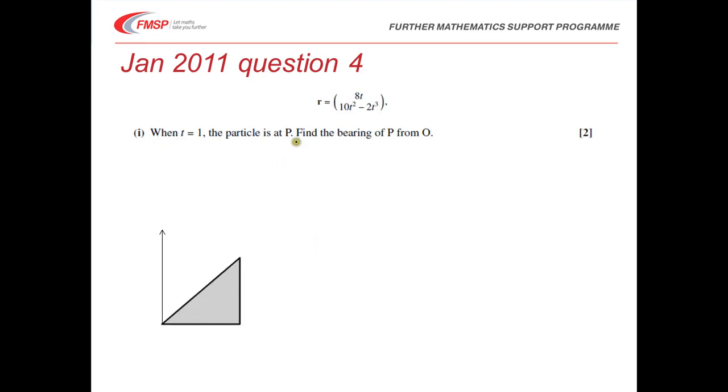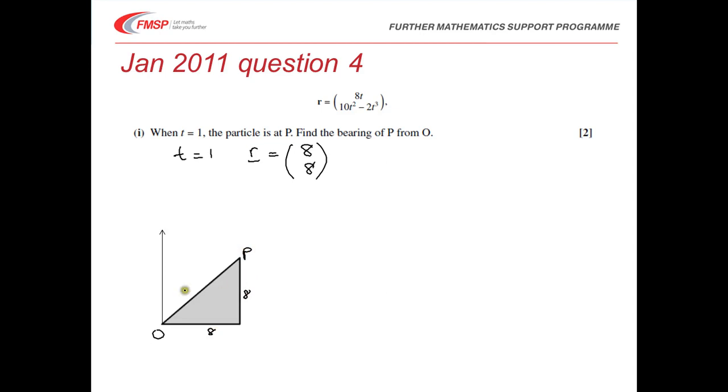So when t equals 1 the particle is at a point P. So let's work out where that is to start off with. When t equals 1, r will be, substituting 1 in here, 8 and 10 take 2, also 8. So from the origin, this particle has moved 8 along, 8 up, and it's got to some point P.